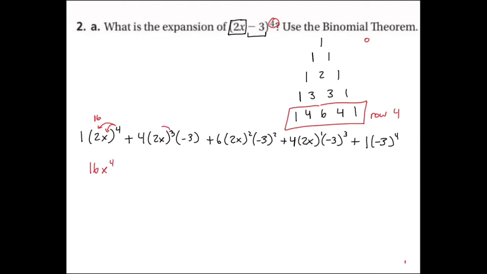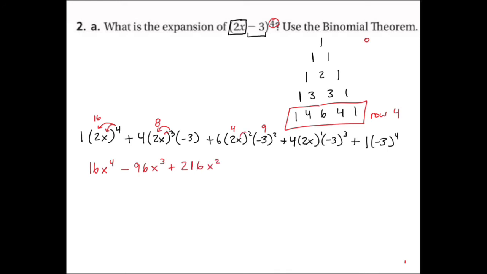Then we do the same thing here. 2 to the 3rd power is 8. 4 times 8 is 32. 32 times negative 3, because we're going to multiply all the numbers together, is negative 96. And then we have x to the 3rd, because this also gets applied here. And then we've got 2 squared is 4, so 6 times 4 times negative 3 squared, which would be 9. 6 times 4 times 9 is going to be 216. And we've got our x squared.